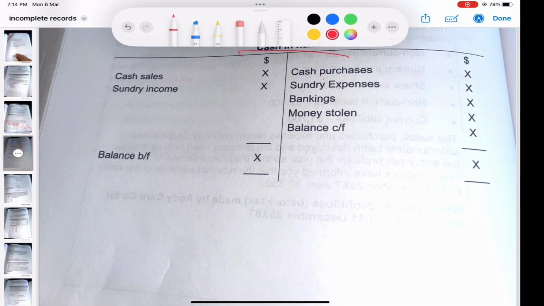Now, what is cash in hand? The above one was cash at bank. But cash in hand is the money which we have in our hand. So debit would increase the cash. Cash sales, cash is coming in, so debit. And sundry income, cash is coming in, so debit. Cash purchases, cash is going out, so credit. Sundry expenses, cash is going out, so credit. Banking, when you're putting it in the bank, your money goes out from your hand, so credit, and that's why we are showing it on the credit side. And then we have money stolen, cash is going out, and then we have the balance.